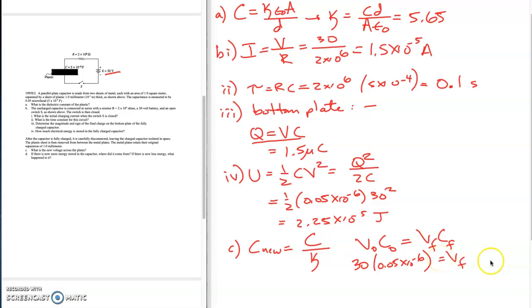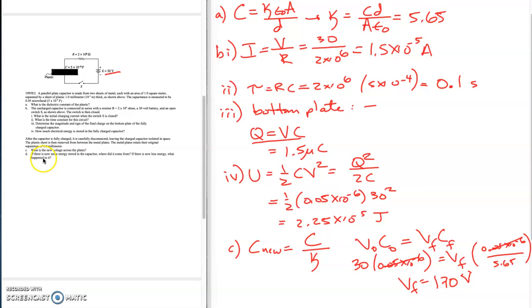We're looking for our final voltage, and they've told us how to figure out the final capacitance, 0.05 times 10 to the minus 6th over 5.65. You should notice that these two cancel out, and what we're going to end up doing is multiplying 30 times 5.65 to find that final voltage, which is 170 volts. 170 volts.